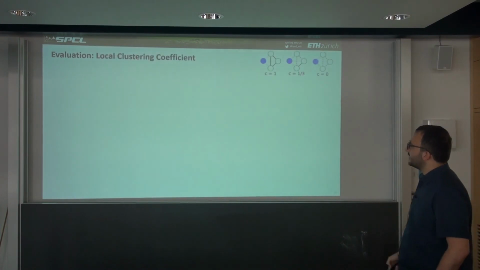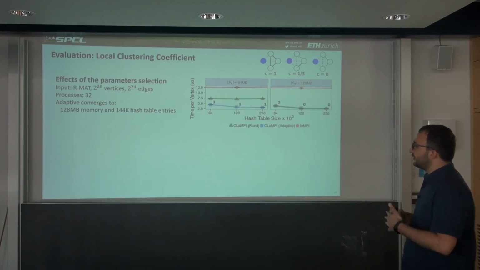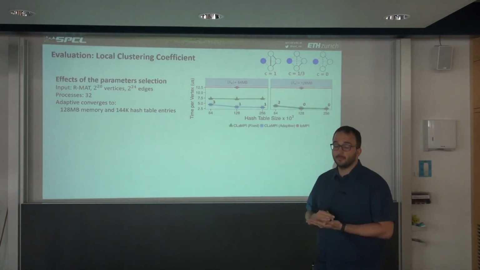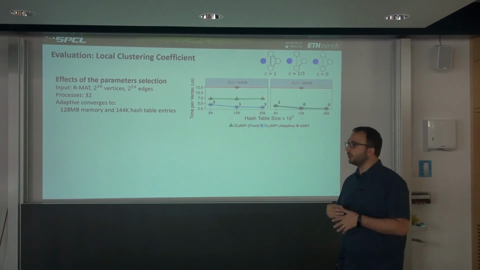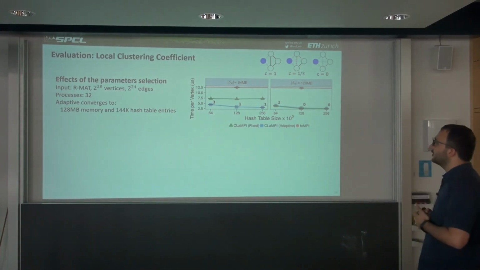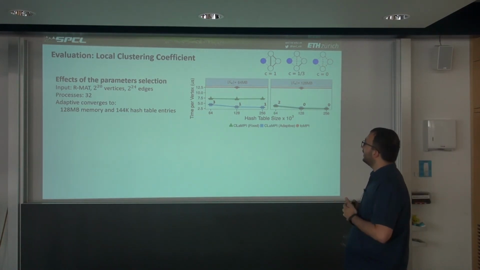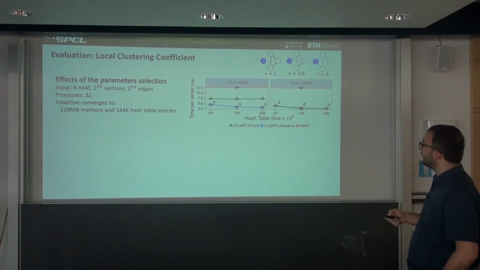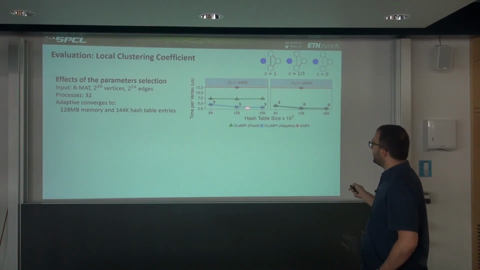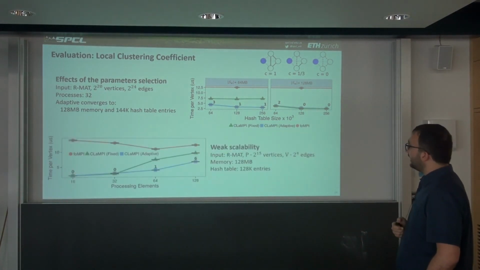The second experiment is the local clustering coefficient. Here, again, we have two phases. We use the always cache mode of CLaMPI because we have just this graph, which is read-only, and we want to compute this coefficient on it. Again, we have the first stage, the parameter study, and here we again vary the size of the memory buffer and the hash table size in order to find the best configuration for CLaMPI fixed. Again, you can see that CLaMPI adaptive performs the best in this scenario, and hence we have the weak scalability.